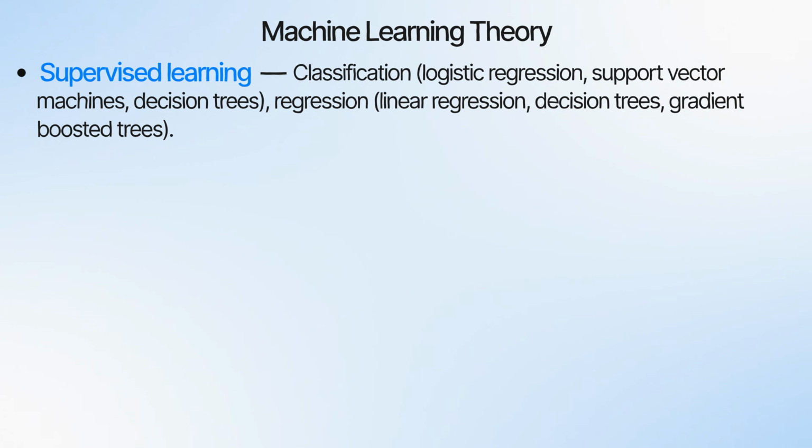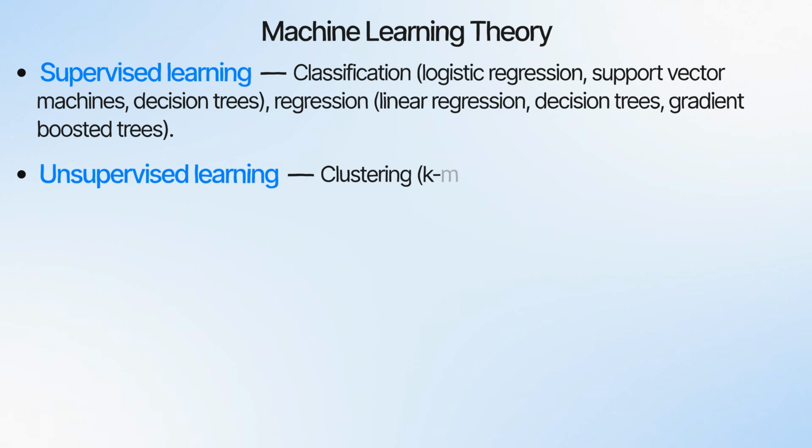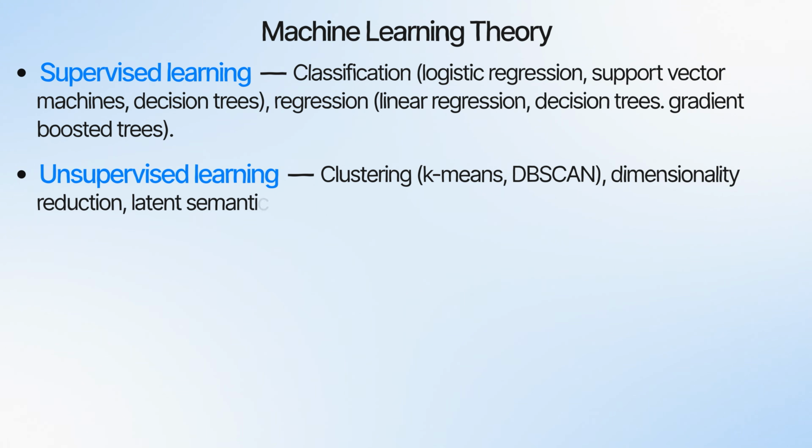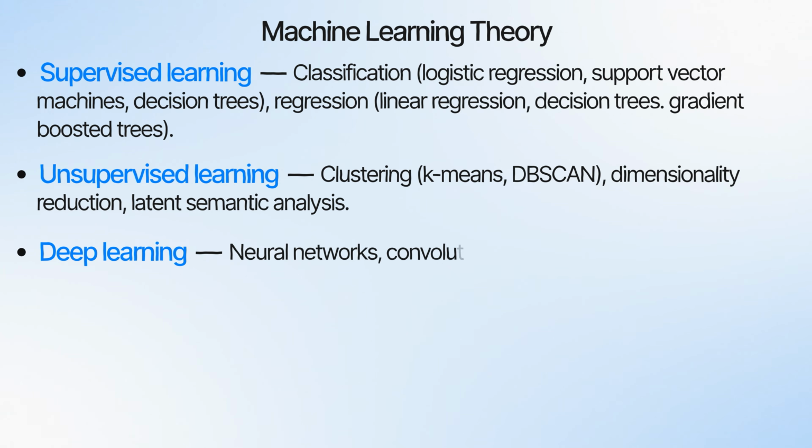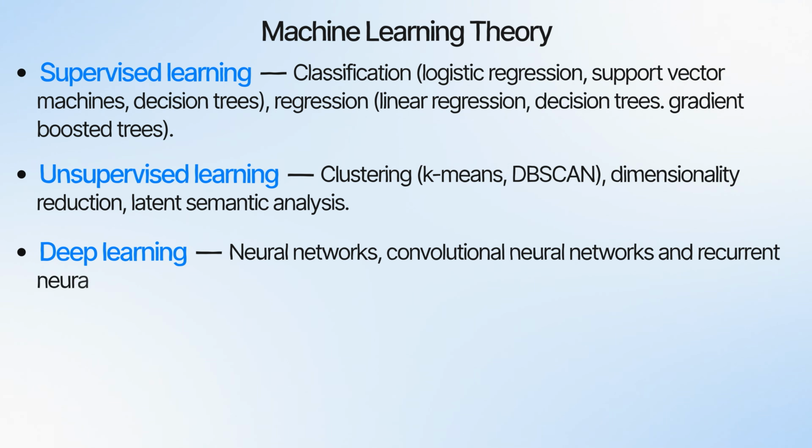Then, as well as supervised learning, you need to know unsupervised learning. So these are things like clustering using k-means and DBSCAN, dimensionality reduction, and latent semantic analysis. Then after you've learned those forms of learning, it's time to learn deep learning. So deep learning will be things like neural networks, convolutional neural networks, and recurrent neural networks.